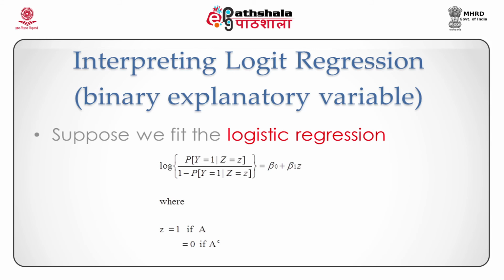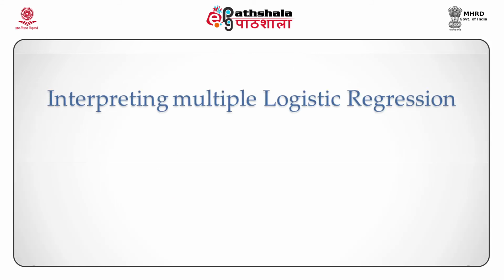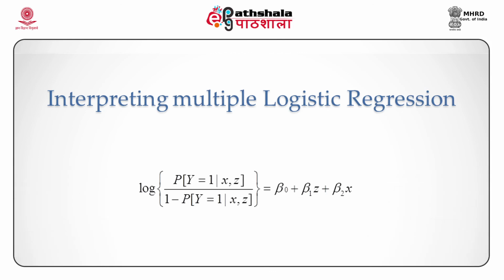So finally, let us consider multiple logistic regression. The situation here is that we have two covariates, x which is continuous and z which is binary, and in this case we can write out the equations as before and see that beta 1 can still be interpreted as the log odds ratio comparing the cases z equal to 1 and z equal to 0, assuming that the covariate x is kept constant. Similarly for the covariate x.